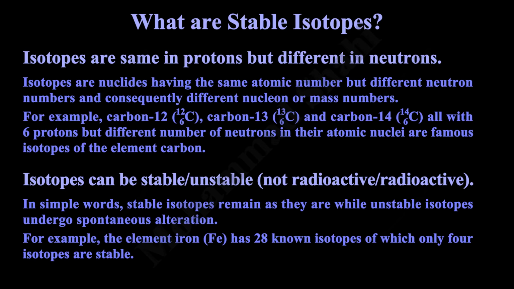It is possible for an element to have many known isotopes, but not necessarily all of them are stable. For example, the element iron has 28 known isotopes, of which only 4 isotopes are stable.